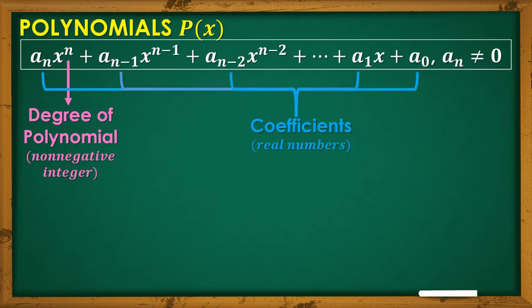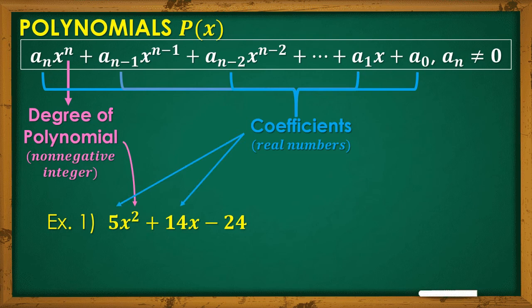We also have the coefficients. Coefficients are real numbers. Ito yung mga number or numerical coefficients na makikita sa unahan ng mga terms. Let's look at example number 1. 5x squared plus 14x minus 24. Dito sa example, alin dyan ang degree of polynomial? Very good, that's 2. 2 is the highest degree, so that's the degree of polynomial. How about the coefficients? Very good. Meron tayong 5 at meron tayong 14. Paano si negative 24? Correct. That is what we call a constant. Kapag wala siyang kasamang variable, it's called constant.